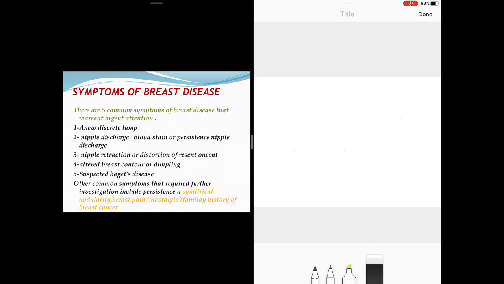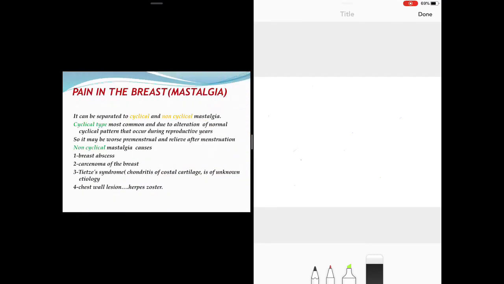So these are the most common complaints of the patient when she comes to the breast clinic: breast mass, nipple discharge, nipple retraction, signs of Paget's disease, and altered breast contour. There are other complaints a patient may have: asymmetric nodularity, mastalgia, and what else.